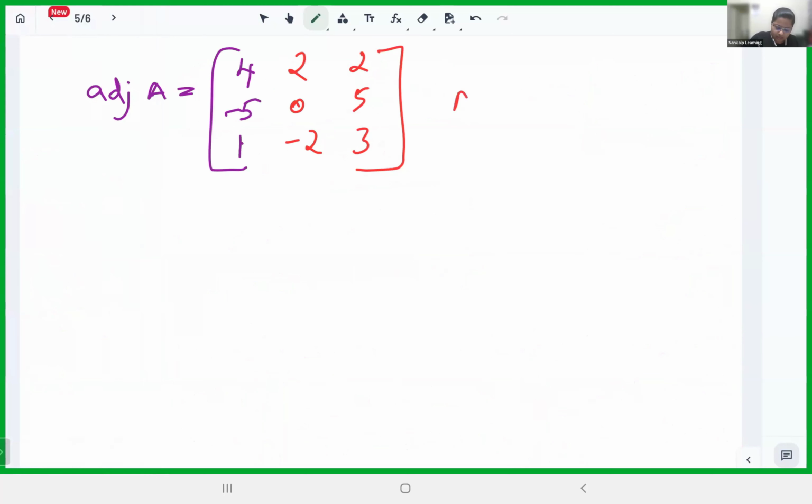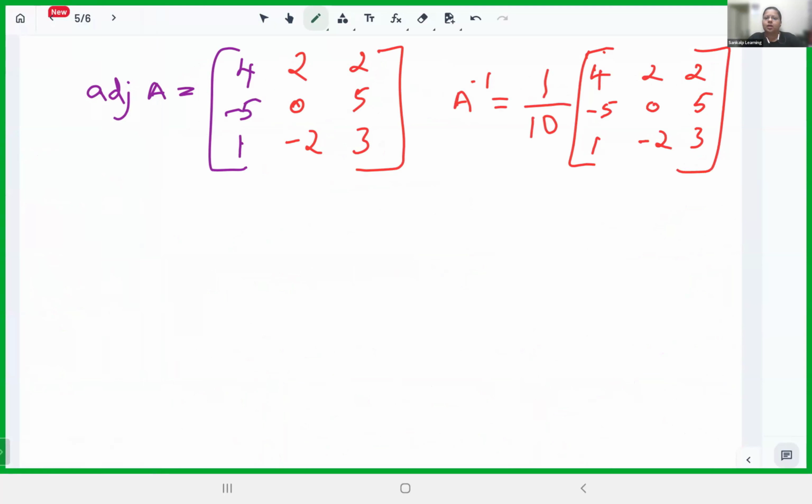Now what is A inverse? A inverse is equal to adjoint divided by determinant. What was our determinant? It was 10. So 1 by 10 into 4, 2, 2, then minus 5, 0, 5, 1, minus 2, 3. So this is our inverse matrix of A.